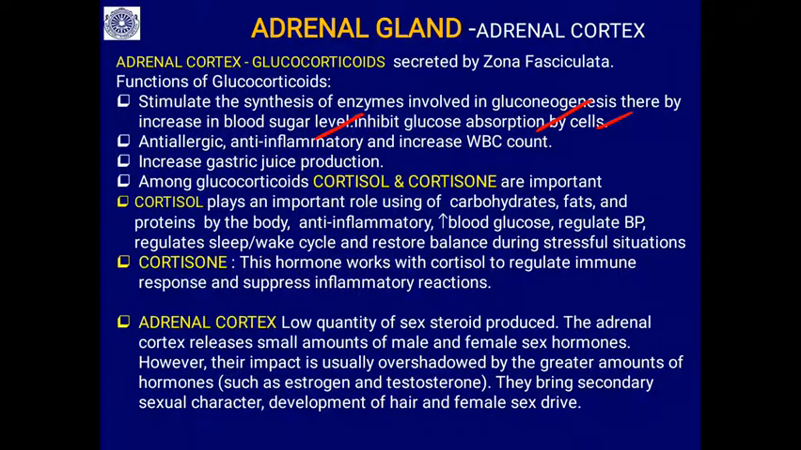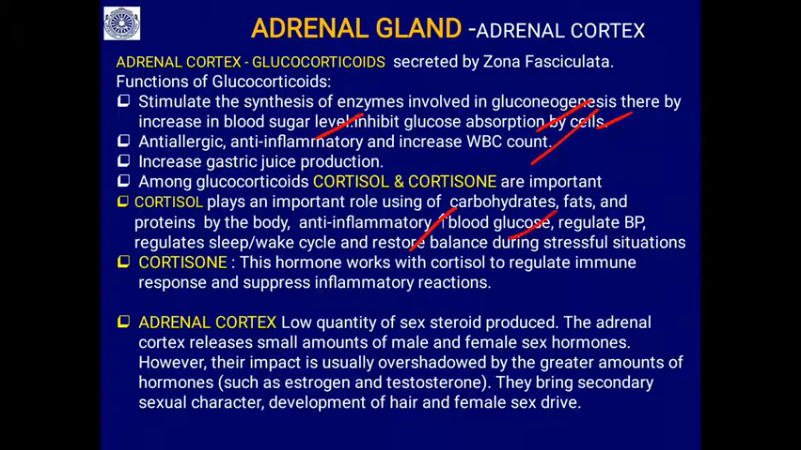They are anti-allergic, anti-inflammatory, and they increase the WBC content in the blood. Then they increase the gastric juice production. Among glucocorticoids, cortisol and cortisone are very important. There are about 30 types of glucocorticoids. Cortisol plays an important role in the utilization of carbohydrates, fats and proteins by the body. It functions as an anti-inflammatory.